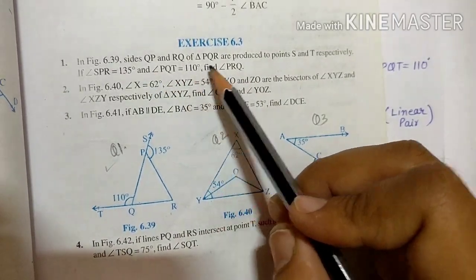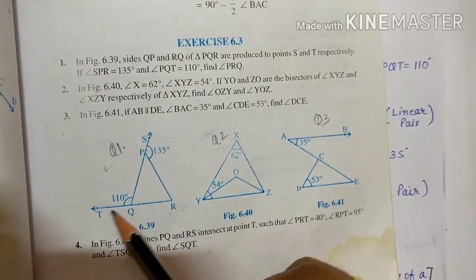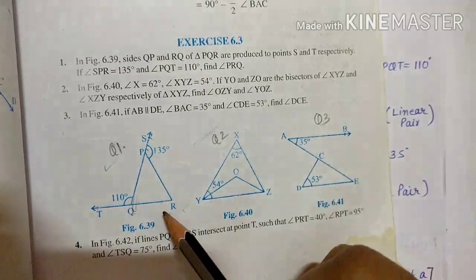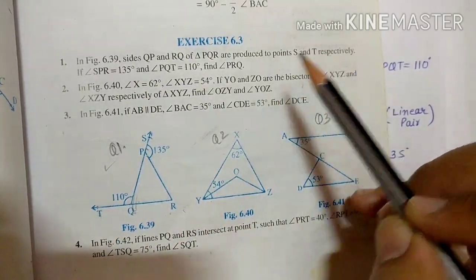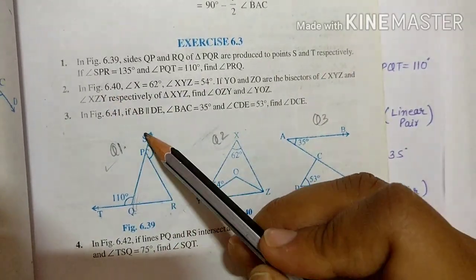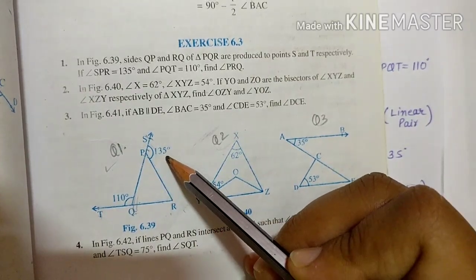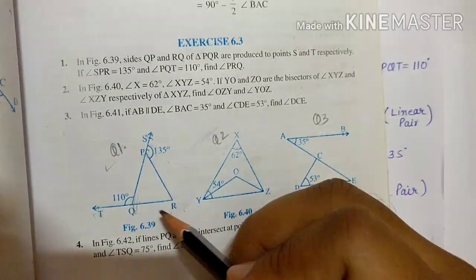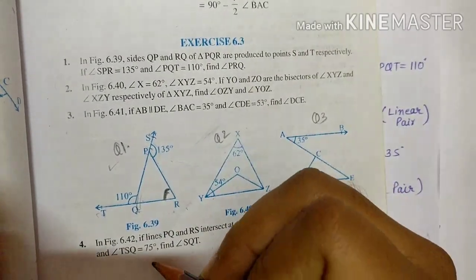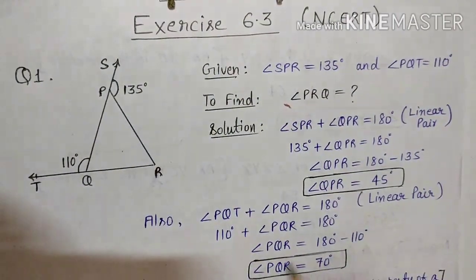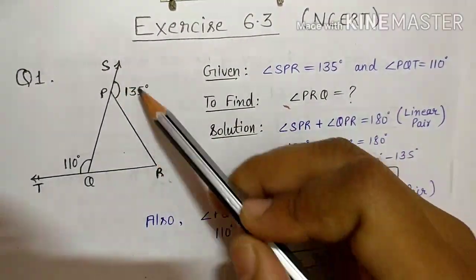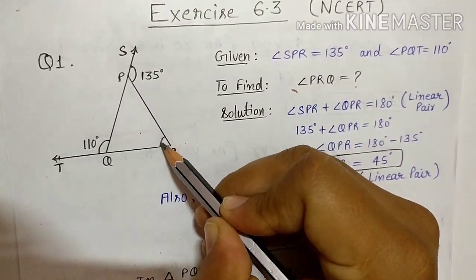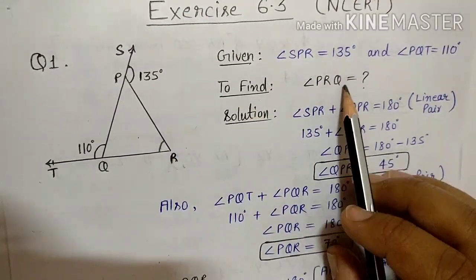Sides QP and RQ of a triangle PQR are produced to points S and T, as QP is produced to S and RQ is produced to point T respectively. If angle SPR is 135 degrees and PQT is given as 110, then find angle PRQ. It means this angle we have to find out. So let's solve this question in the copy. SPR is given 135, PQT is given 110, and we have to find angle PRQ.